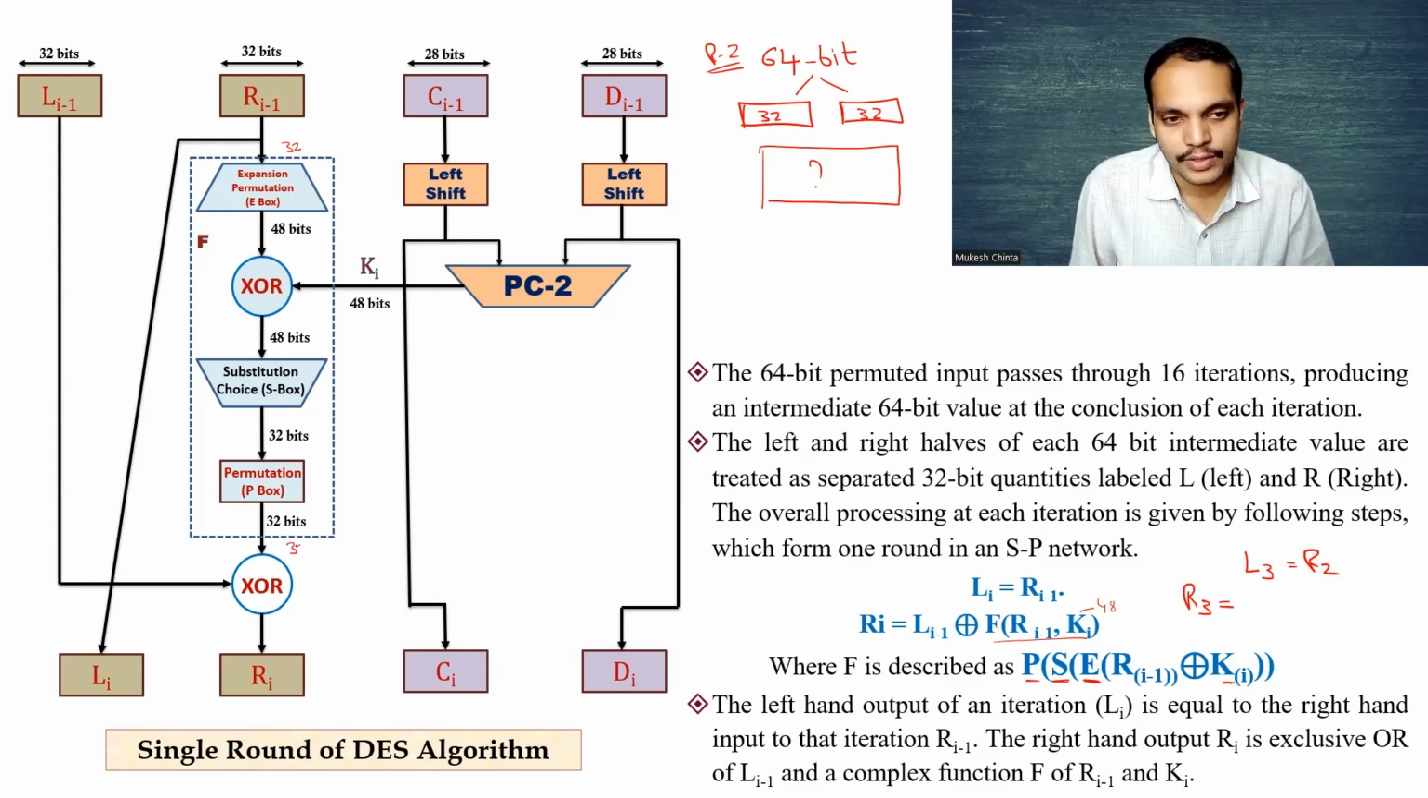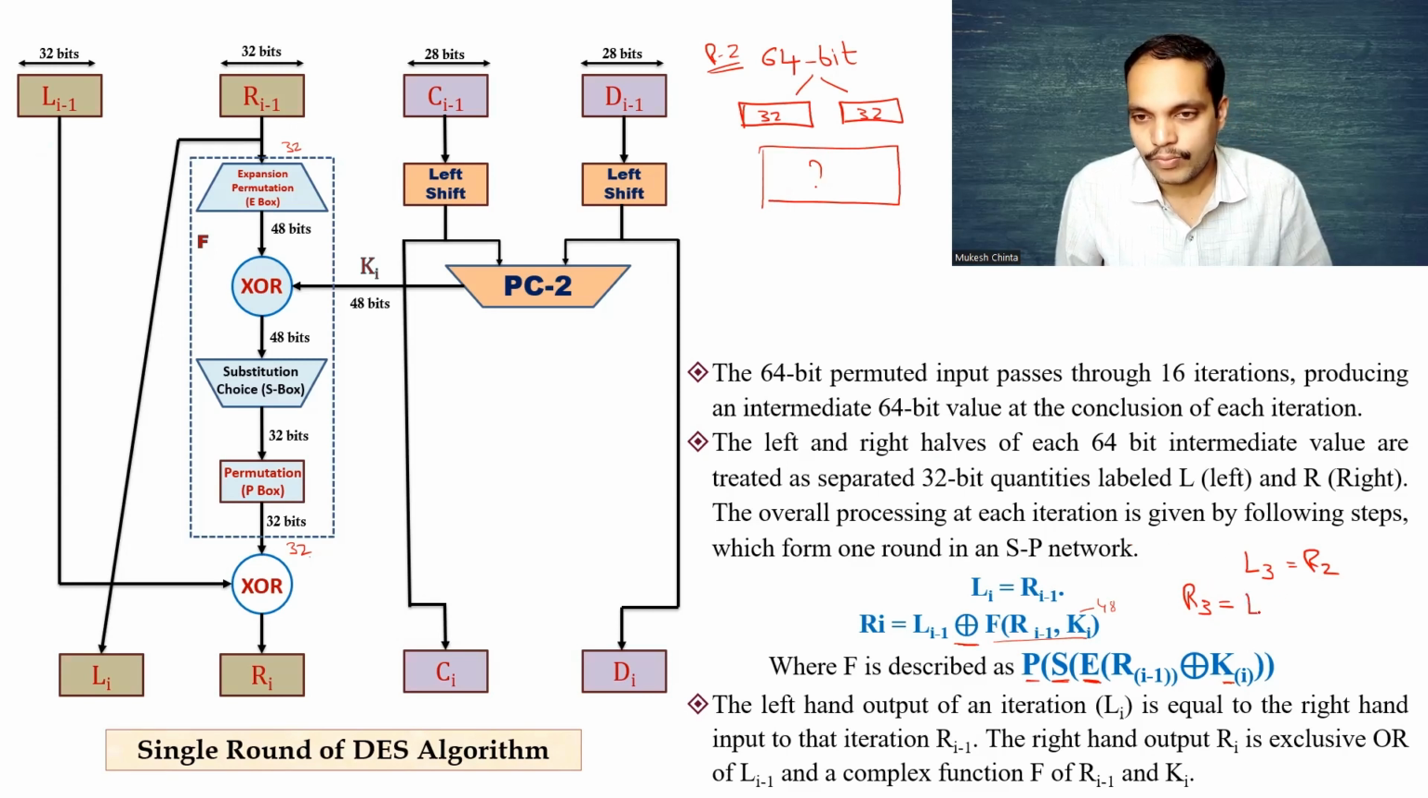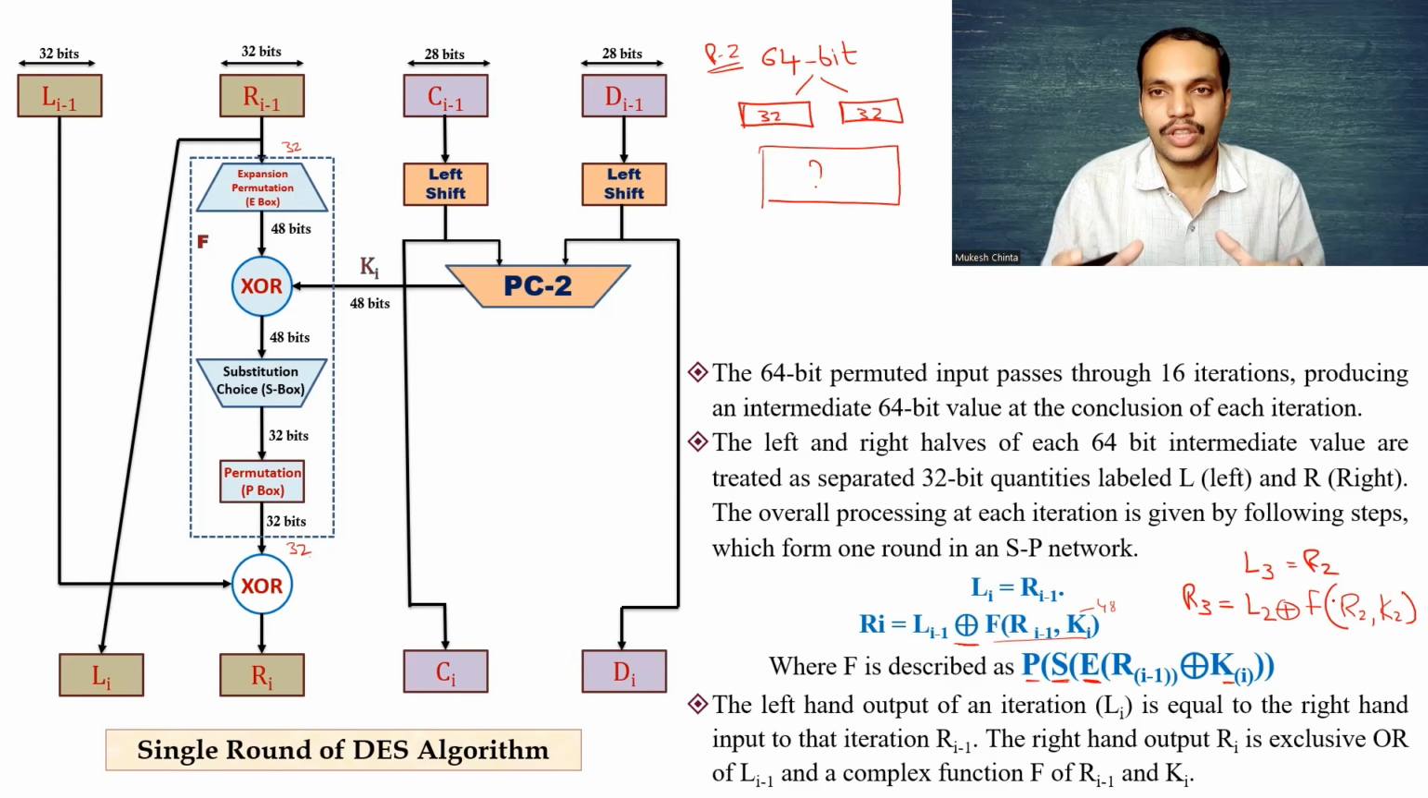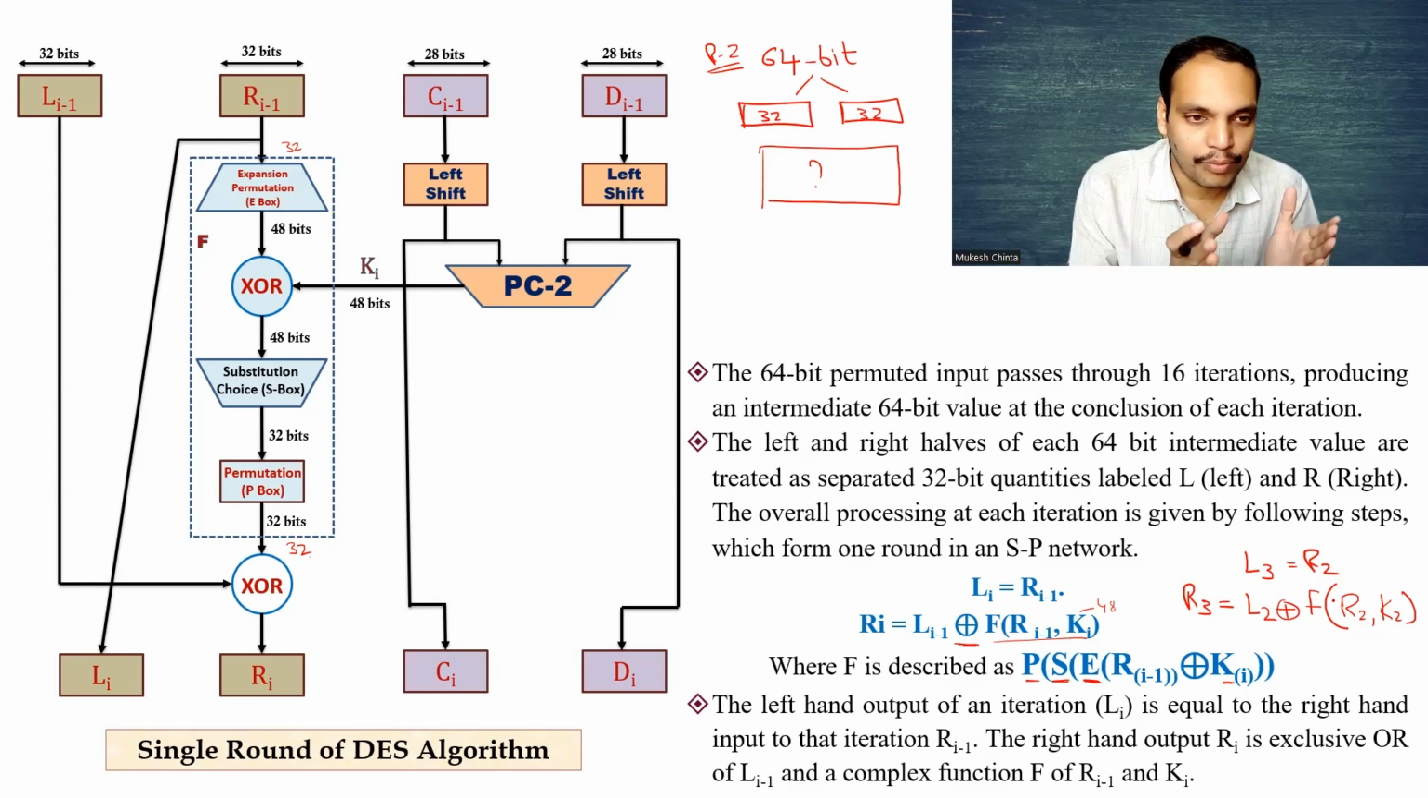Once we get 32 bits, an exclusive OR operation is performed with the left hand side bits. This is how it carries on. So L2 exclusive OR with f of R2 comma K2. This is how you write for round 3. Similarly, you can write for any different round from round 1 to round 16. This is how you perform the operations.